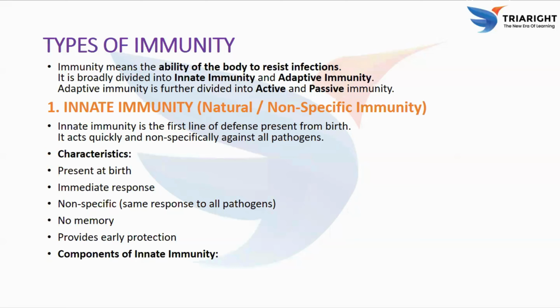So why is it called non-specific? Because it does not target any particular pathogen. It responds the same way to bacteria, viruses, fungi, parasites, and toxins. Now, what are the characteristics of innate immunity? It is present at birth. You do not need any previous infections or vaccines for it to work, for example, skin, stomach acid, and phagocytes.